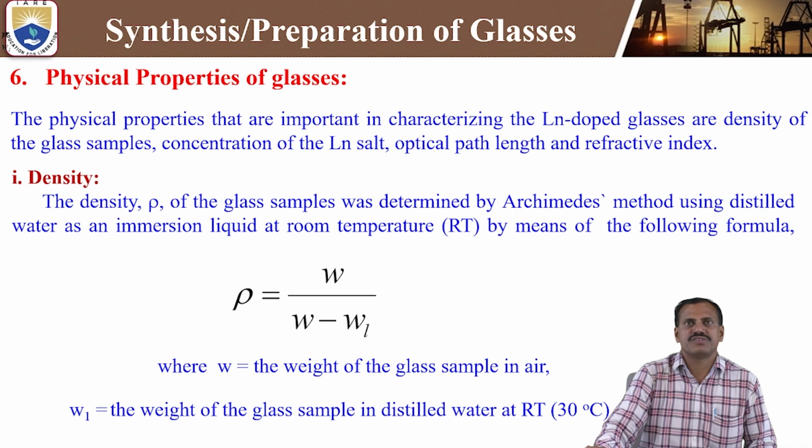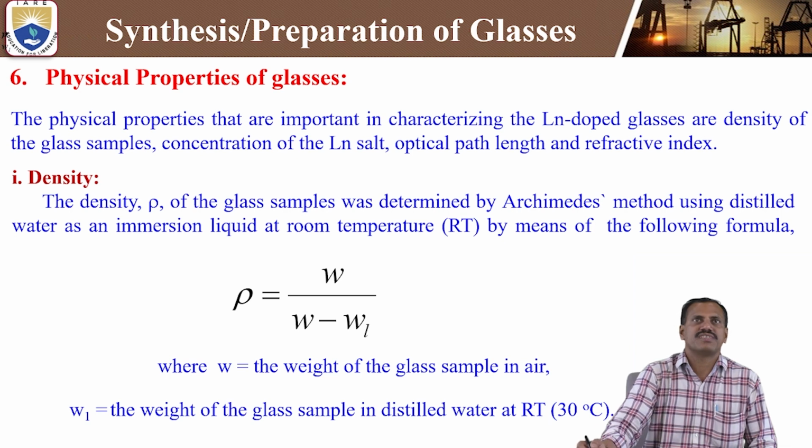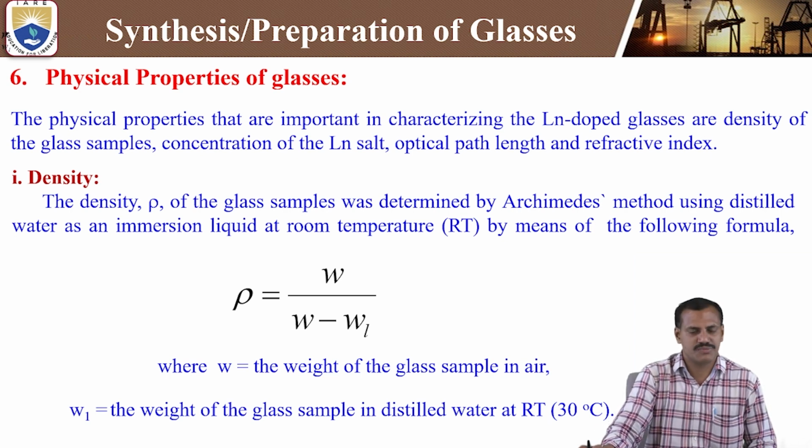Next, after the glass preparation, we have to study the physical properties of the laser glasses. The physical properties that are important in characterizing the lanthanide doped glasses are density of the glass sample, concentration of the lanthanide salt, optical path length, and the refractive index. These are the important physical properties we need to study after preparation of the glass materials.